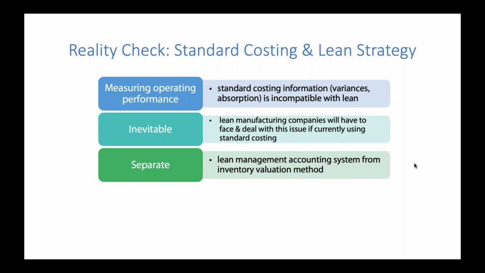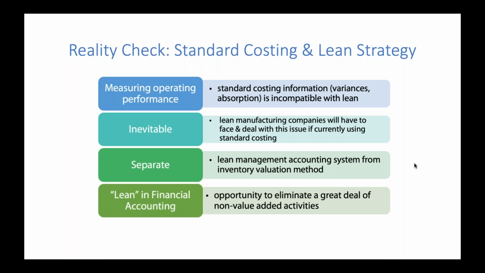And because variances and absorption get posted on the income statement, it becomes a financial reporting issue. So let's try to separate those. So you have a management accounting system that is used by the management of the company to run the business. And then you have an inventory valuation methodology, which is used in accounting to simply value inventory. And finally, lean practices in financial accounting.